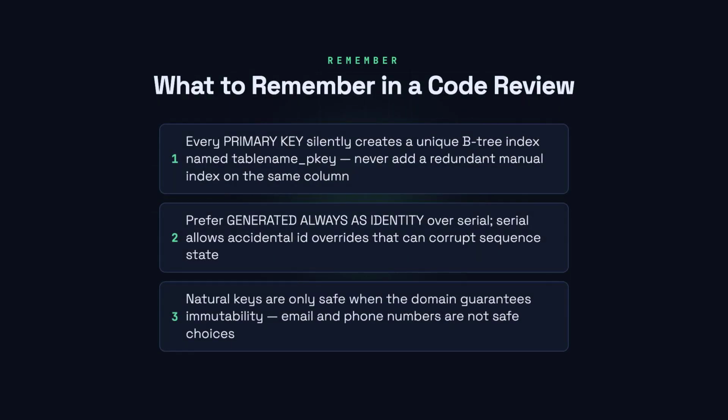Watch for redundant indexes on primary key columns. Swap any serial for an identity column, and question every natural key on whether it can ever change. Those three checks catch the vast majority of primary key bugs in the wild.